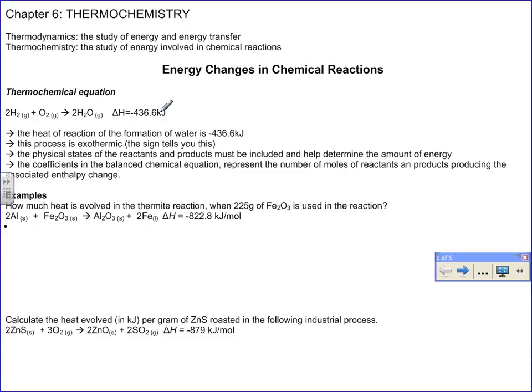You'll see that sometimes we use kilojoules and sometimes people would put kilojoules per mole. Both are acceptable. What we need to remember is that no matter what we have here, it's per mole based on the balanced chemical equation.